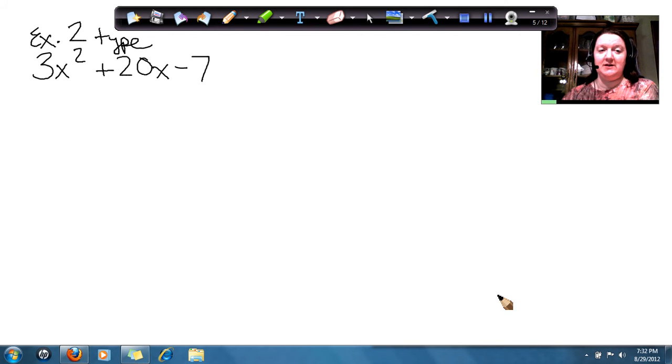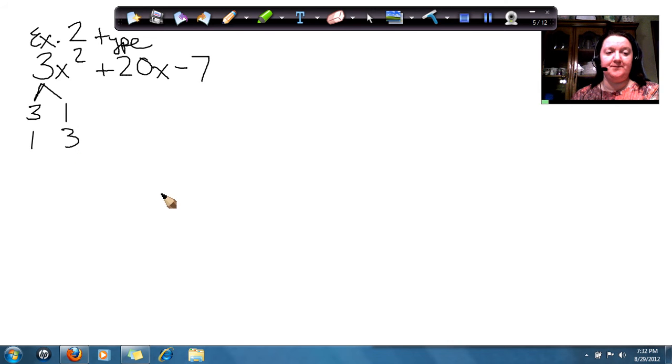Afternoon. Let's look at example number 2 from today's lesson. We want to be able to factor this trinomial. So if I look at this, the first thing I have to think about are the factors of 3. I can do 3 and 1 or 1 and 3. I also need to think about the factors of -7.